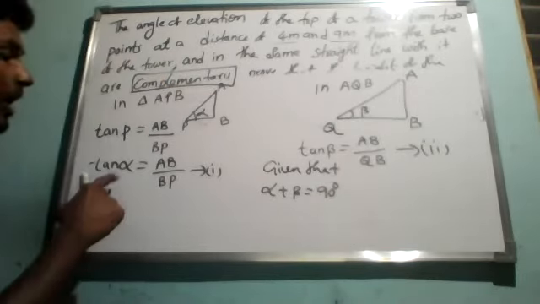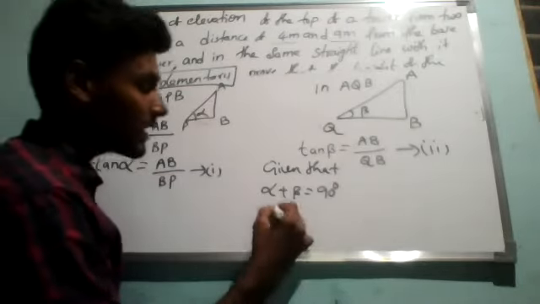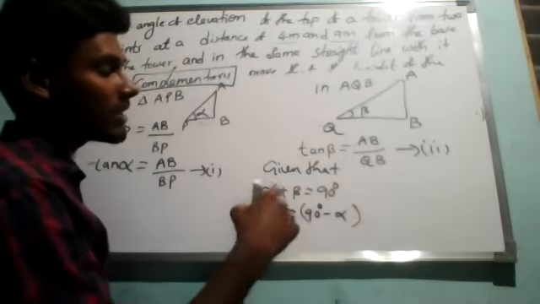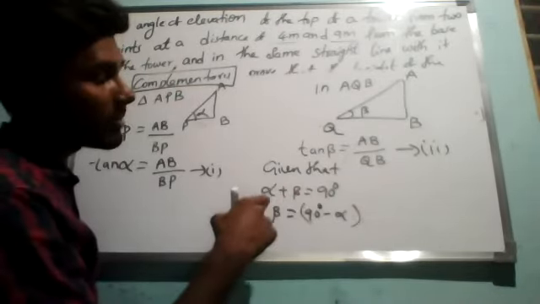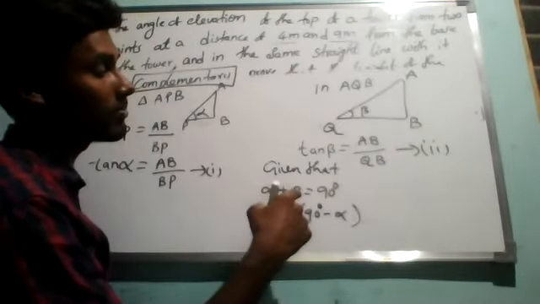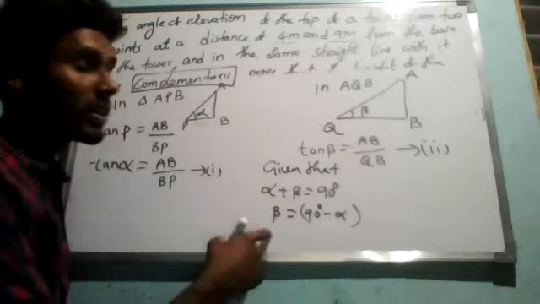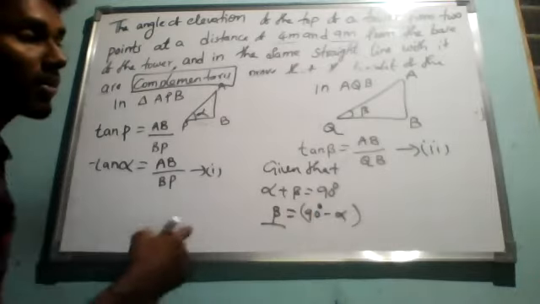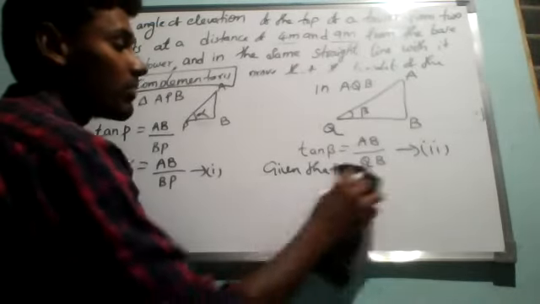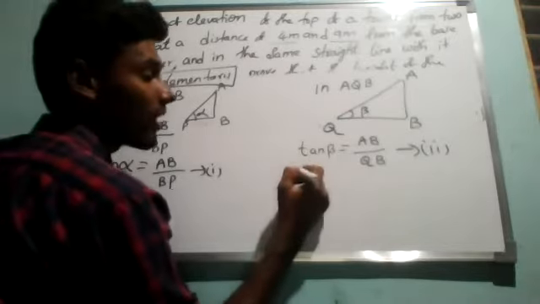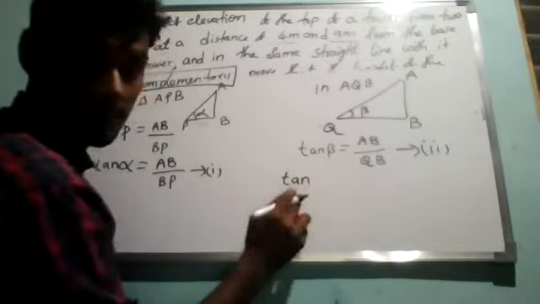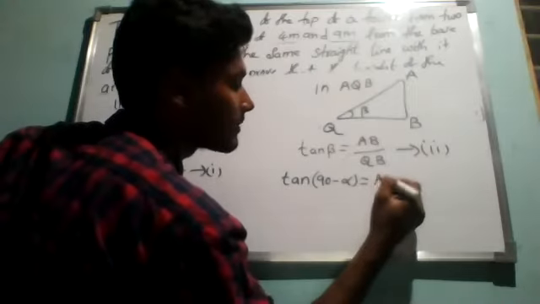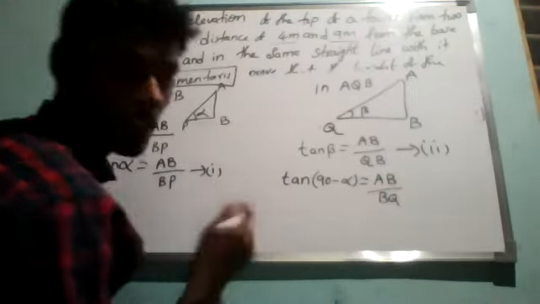Understand? So now if alpha is something, what is beta? Beta is equal to 90 minus alpha, because beta plus alpha always equals 90. So instead of beta, I can write 90 minus alpha. Let me substitute this value, beta equals 90 minus alpha. So tan beta means tan of 90 minus alpha, which is equal to AB by BQ.